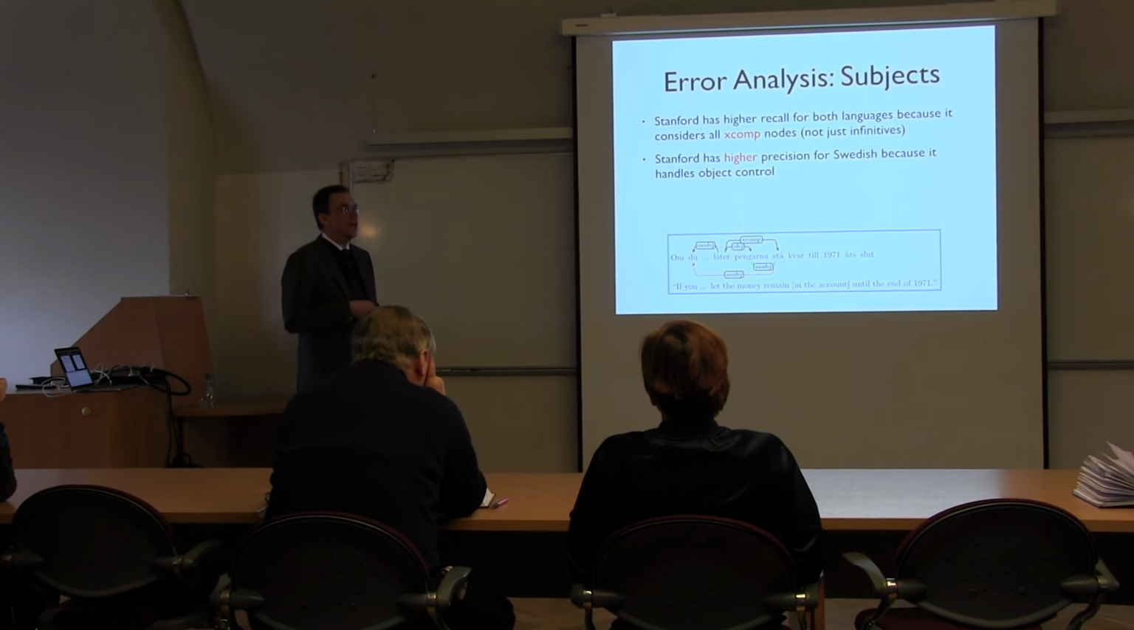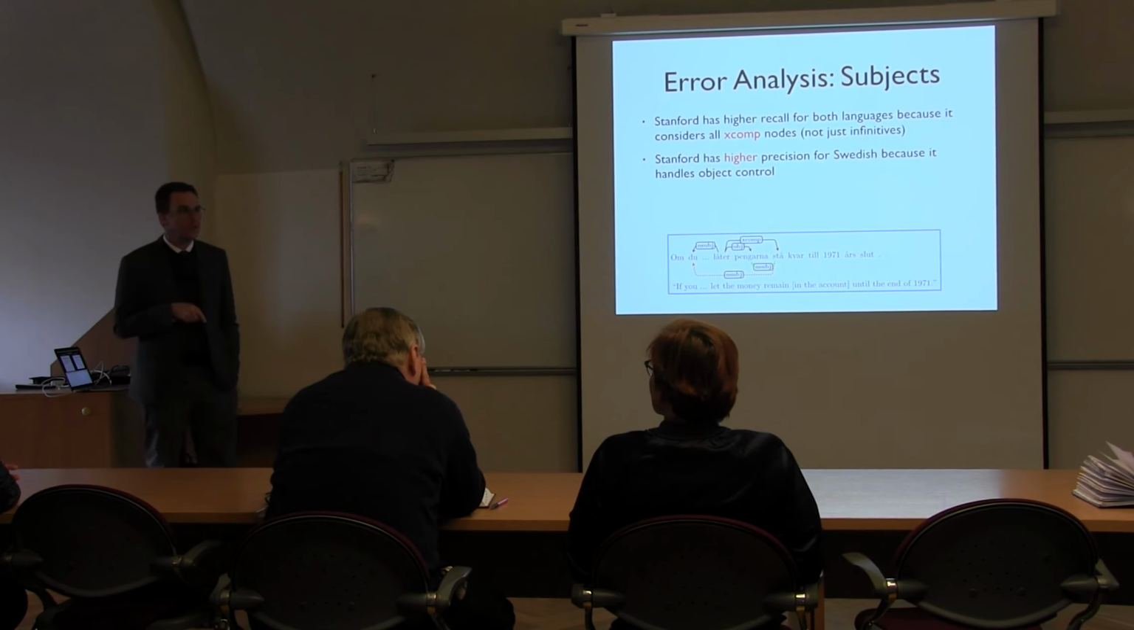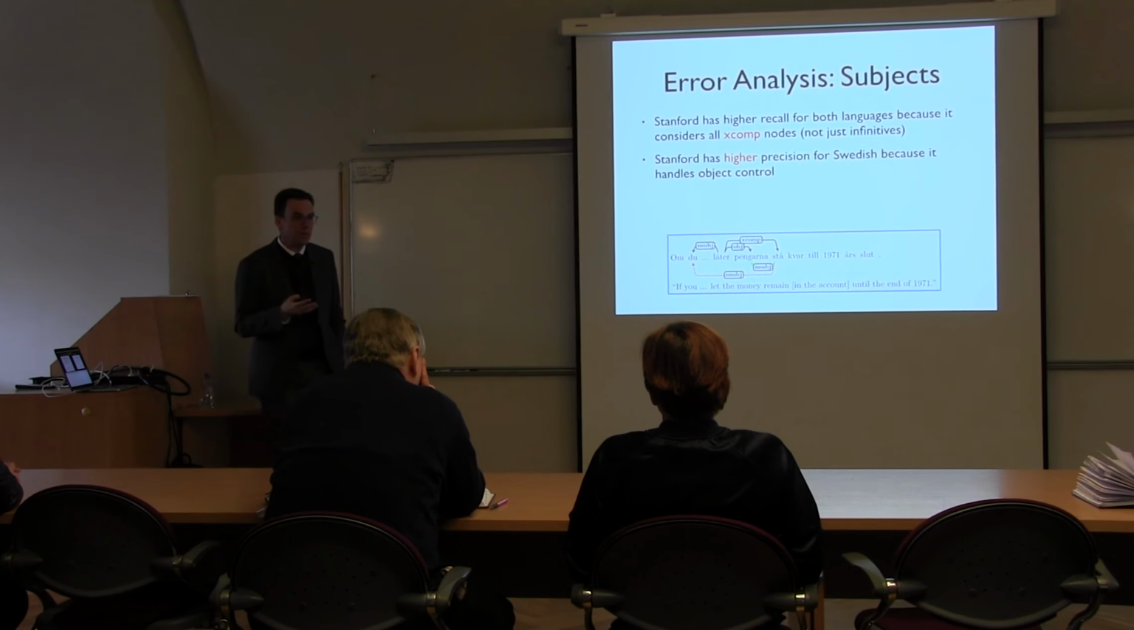It would be easy to identify. Now, Stanford, as we saw, has higher precision for Swedish because it handles object control. So in Swedish, you can find examples like, if you let the money remain in the account, implicit, until the end of 1971. This is a very old brochure for how to do your tax return in Swedish from 1970. And in this case, just like in the English example, let the money remain. This is object control, so the thing that should remain is the money and not you. And the heuristic used by the Stanford system gets this right because there is an object.